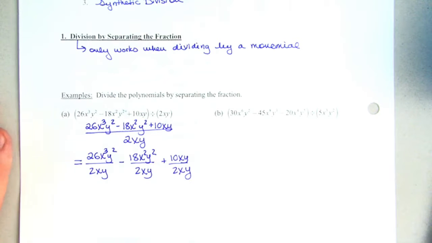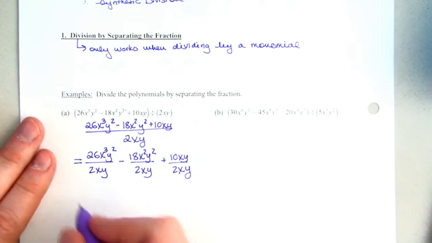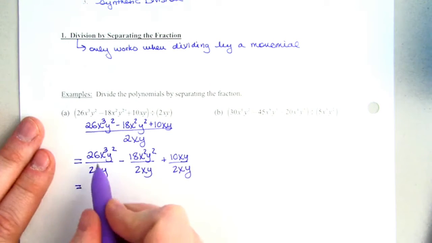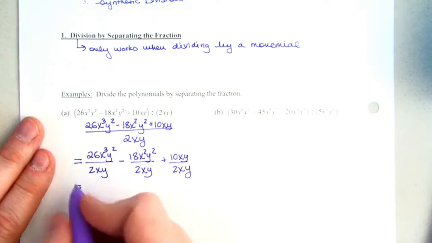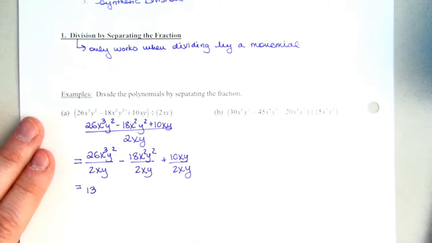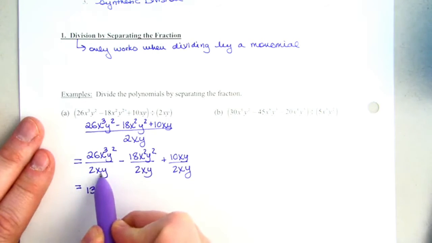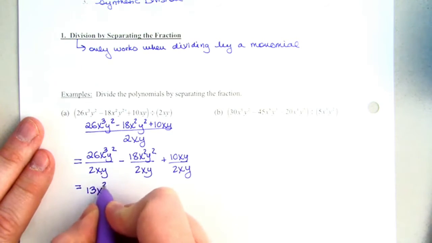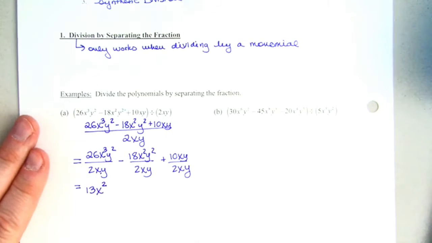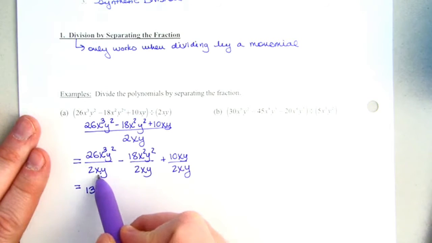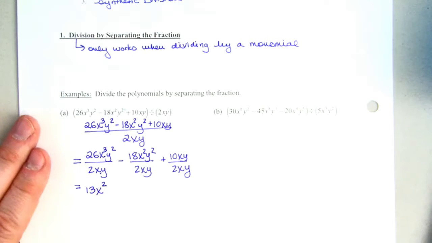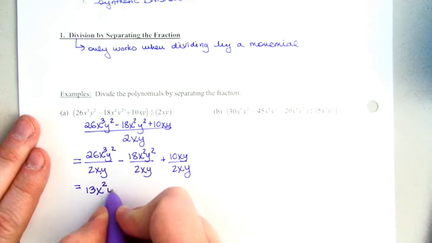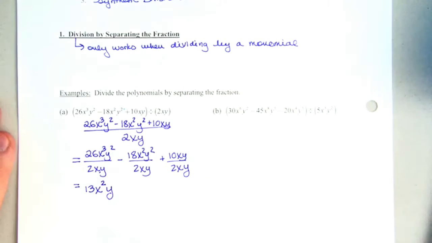Now I'm going to use my laws of exponents. First of all, 26 divided by 2 is just 13. That's normal division. But x cubed divided by x, remember when you divide, you subtract the powers. That's going to give us x squared. I might have said that wrong. X cubed divided by x will give us x squared. And then y squared divided by y will give us just y.